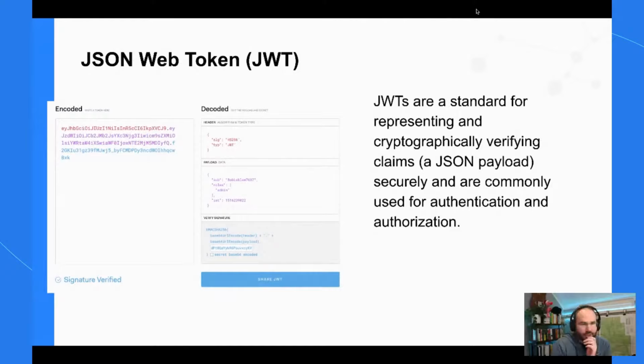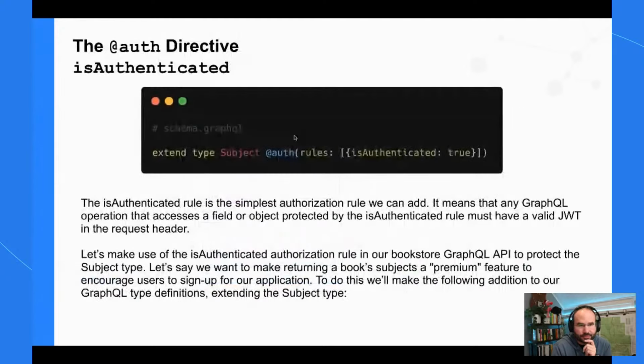So you can see here the payload that we have a sub claim, which is the subject, which is typically like the username or user ID in a token. And then we also have roles, and this user is claiming to be an admin. So what are some rules that we can define with the auth directive? Well, the simplest one is just to say that the user is authenticated. So in this case, they need to be sending a valid JSON Web Token that is signed by our application in order to, in this case, see the subject.